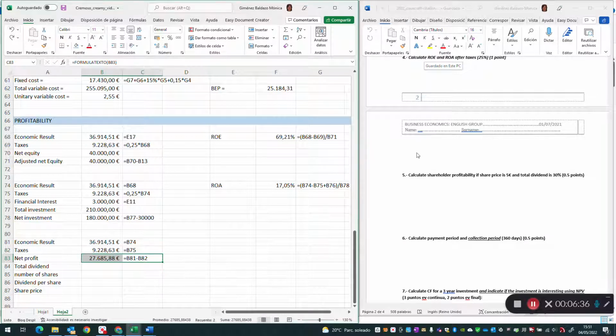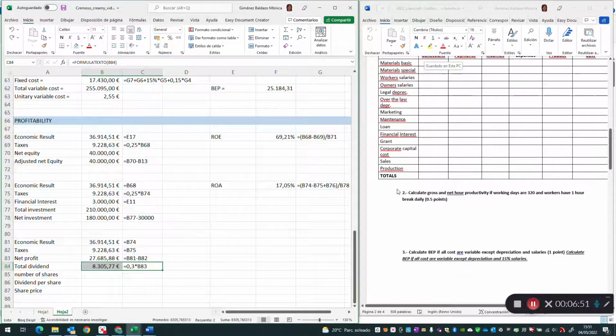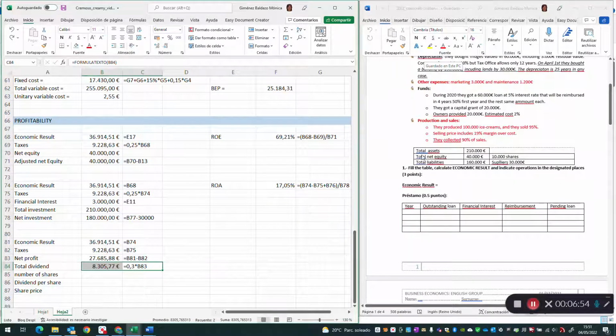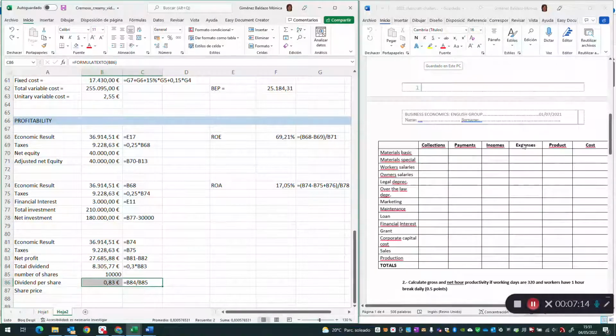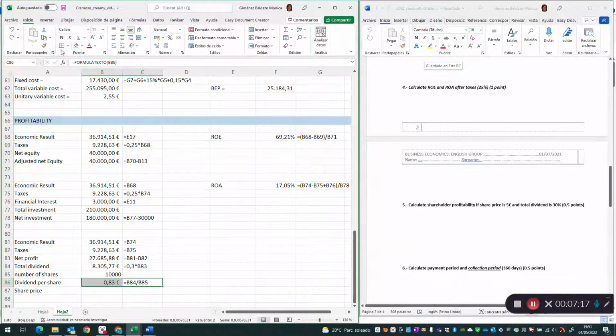How much is the total dividend? It says total dividend is 30%. So you apply that 30%. How many shares do we have? We need the number of shares because we're going to divide 8,305 between all the shares. So we need to find it somewhere. Here it is. Look at this little piece of information. It says there are 10,000 shares. So the number of shares is 10,000 and we're going to divide the 8,305 between the 10,000, which means each share is getting 0.83. And now we need to get the share price, which was here, and was 5 euros.